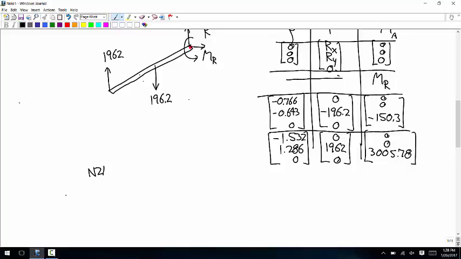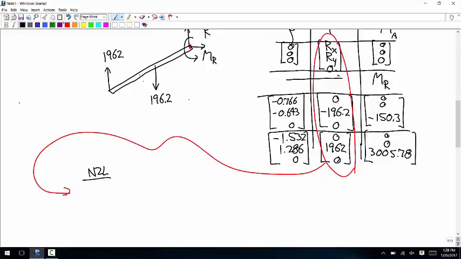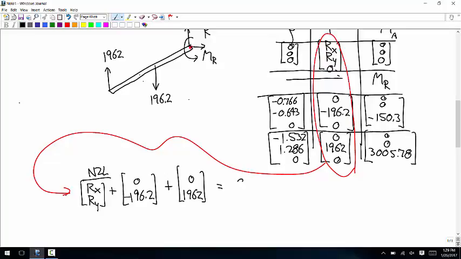Okay, so Newton's second law says add up all of these forces and set them equal to 0. I'm going to leave off the z components because that's going to be a third equation that just says 0 equals 0. It's not helpful. So Rx, Ry plus 0, negative 196.2 plus 0, positive 1962 is equal to zeros.